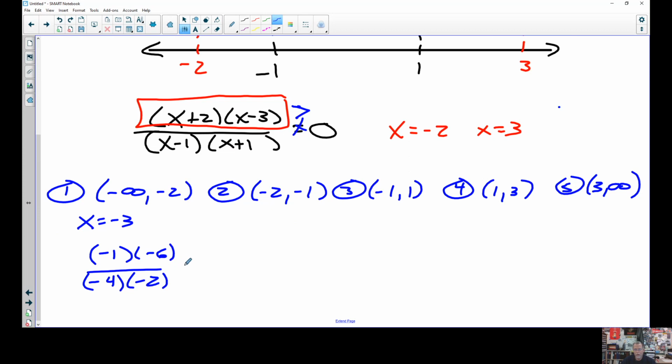So what do we end up with here? Well, what I look at is real simply, this is a positive over a positive. So it's going to be positive. Isn't that what it's asking? Is it greater than 0? Yes, it is. It's greater than 0.